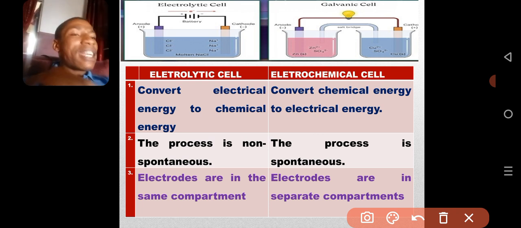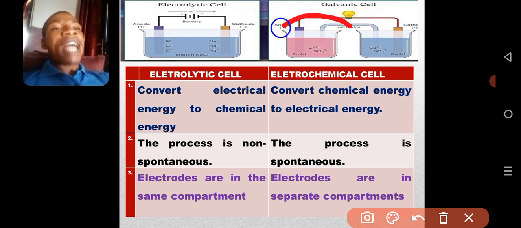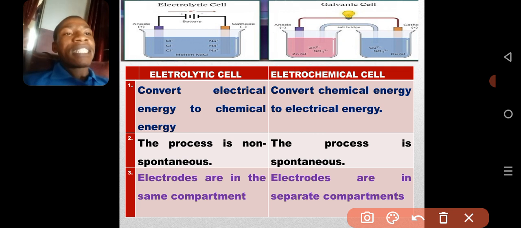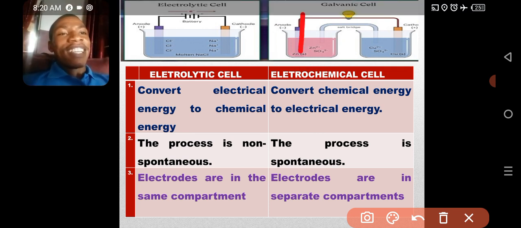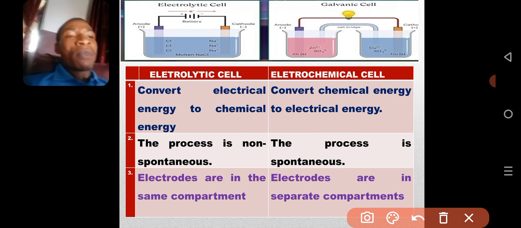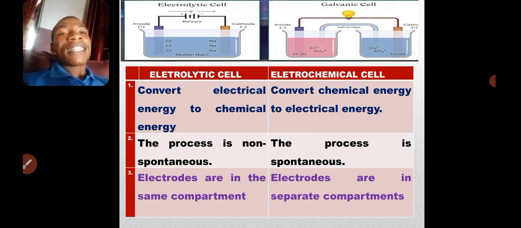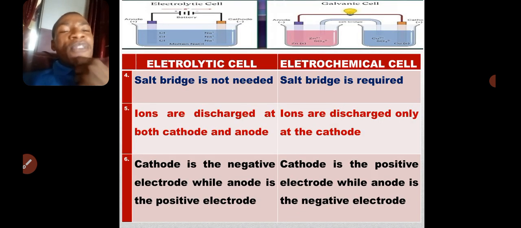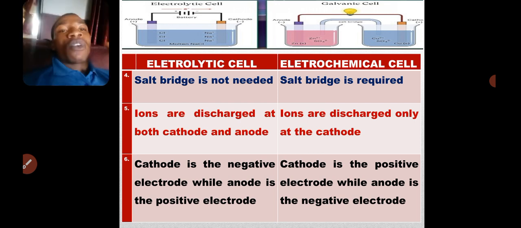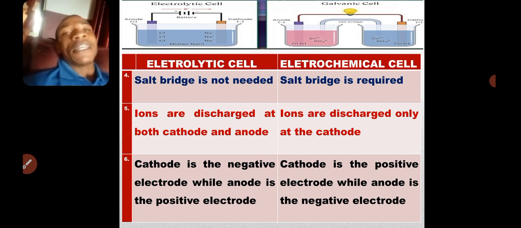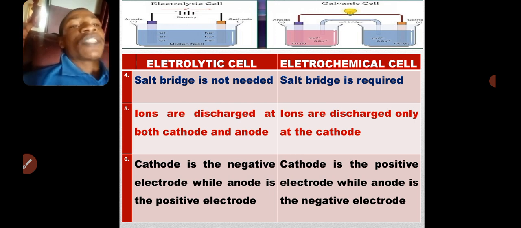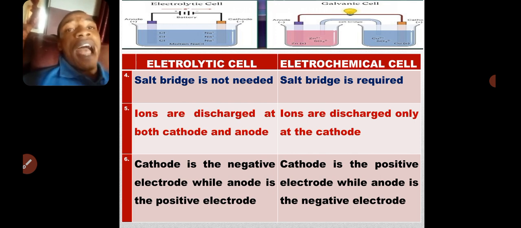Whereas in galvanic cell, we have two beakers, right? And each electrode is in each of the beakers. That is what happens in electrochemical cell. You have two electrolytes. Each of the electrolytes contains one electrode. So finally, before we leave this topic, we want to continue the difference between electrolytic and electrochemical cell. In electrolytic, salt bridge is not needed, but you need salt bridge in electrochemical cell for transfer of ions.